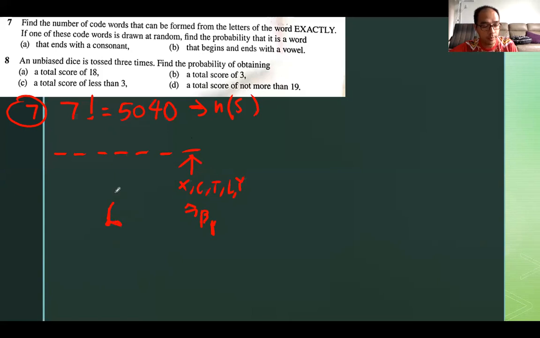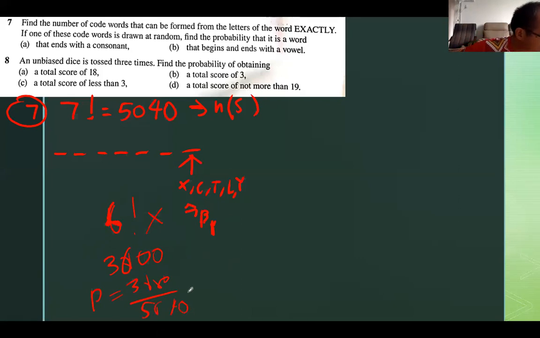Okay, 6 factorial. We multiply. 6 factorial multiplied by 5P1 will give you 3,600. So there are 3,600 ways to form a code word di mana yang last itu adalah consonant. So what is the probability of this happening? The probability of this happening is 3,600 over 5040.